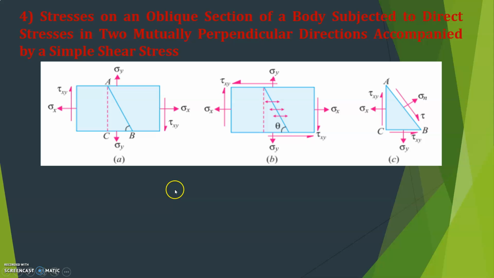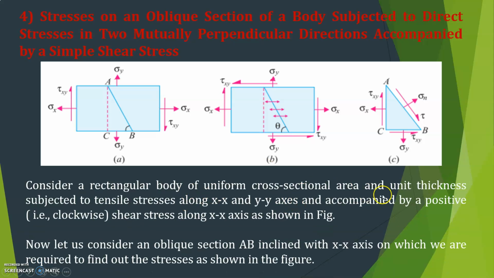Let us consider this rectangular body of uniform cross-sectional area and unit thickness subjected to tensile stresses along the x axis and y axis, accompanied by the positive clockwise shear stress along the x axis as shown in the figure. You can see the direct stresses acting in both directions, sigma x in the x direction and sigma y in the y direction. In addition, there is a shear stress along the x axis as well as the y axis, sigma xy, and this is also sigma xy.